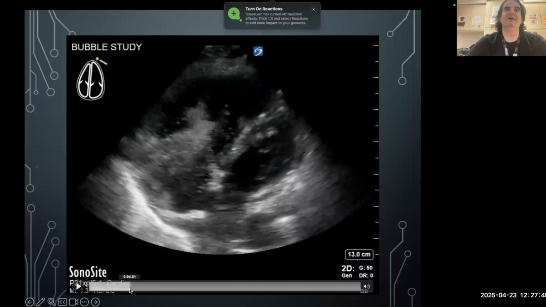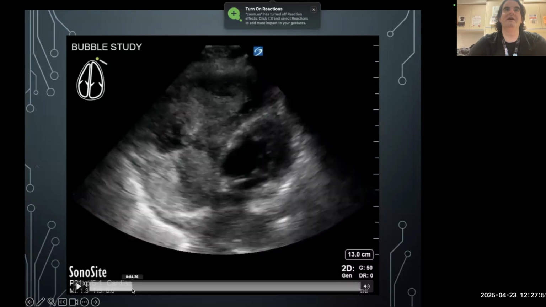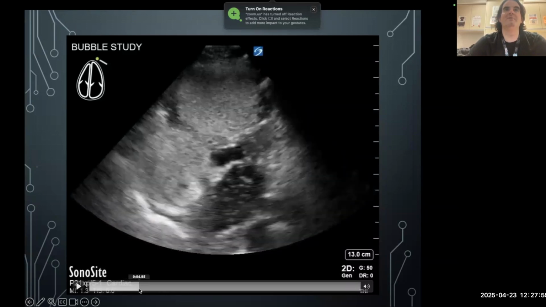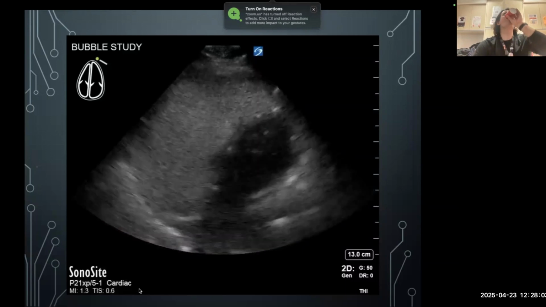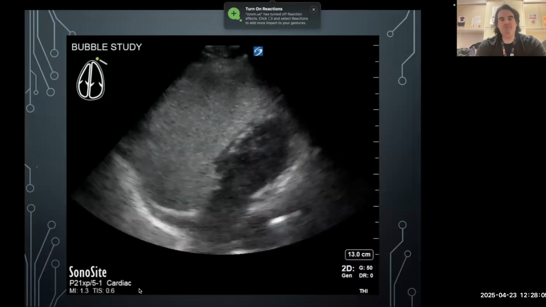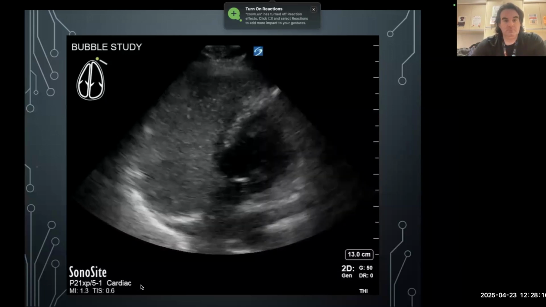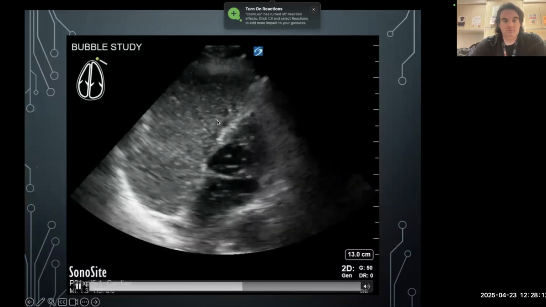So the whole idea is that when you do agitated saline, it's there. Agitated saline, one beat, should always stay just on the right-hand side. What ends up happening is that agitated saline gets filtered out by the pulmonary circulation and the capillaries because the bubbles are too big to actually cross to the left side. So in normal instances, you should never see bubbles on the left-hand side at all.